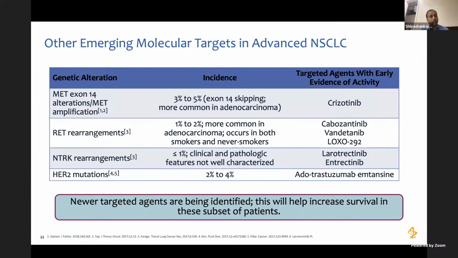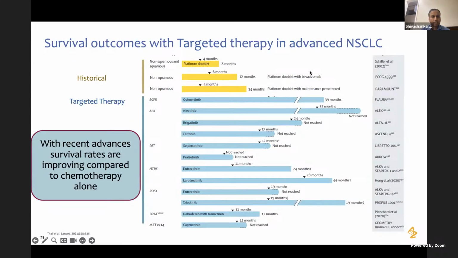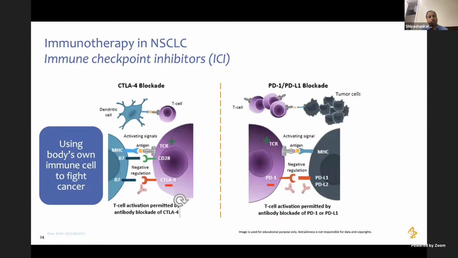ALK positive. Apart from EGFR and ALK, there have also been approvals in MET exon 14 skipping mutations, RET rearrangements, NTRK, HER2 mutations. So this is how the 2023-2024 landscape looks. We have so many drugs to treat these various targetable mutations. I'll not go into detail about each and every target mutation, but we have so many targetable mutations to use in non-small cell lung cancers.